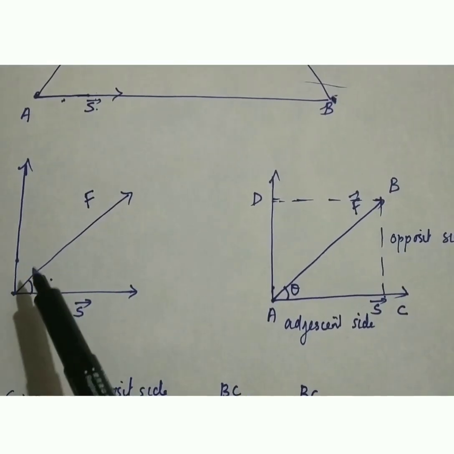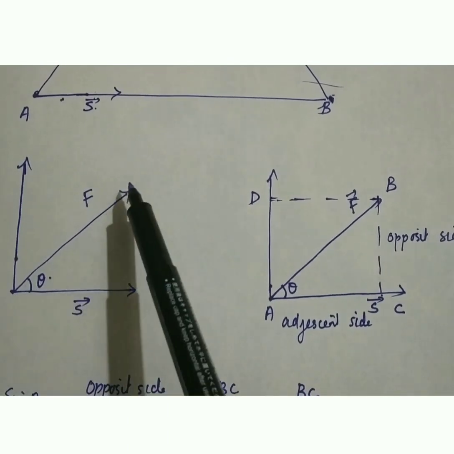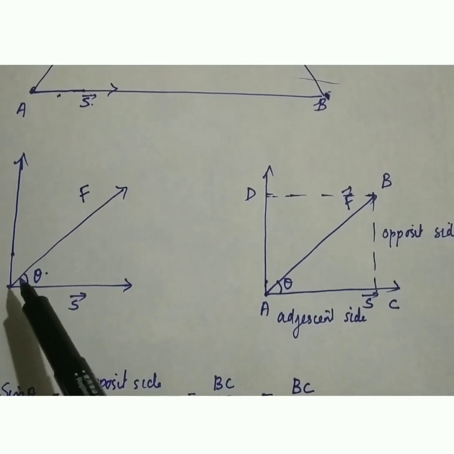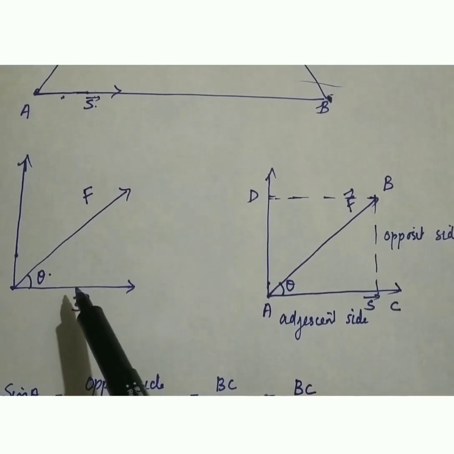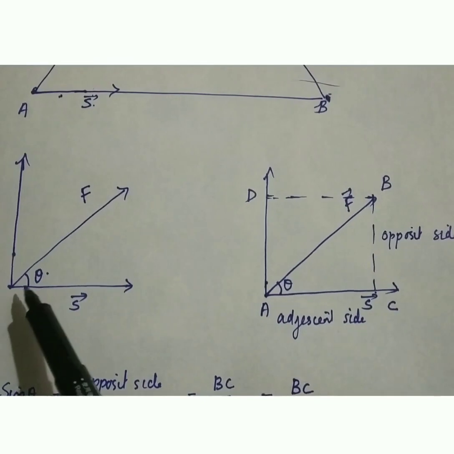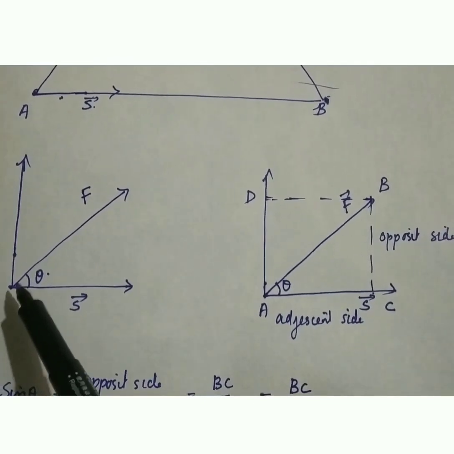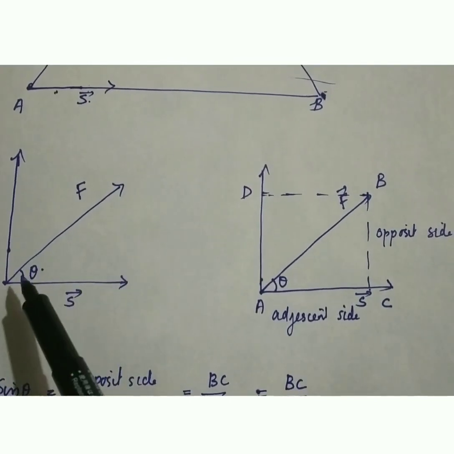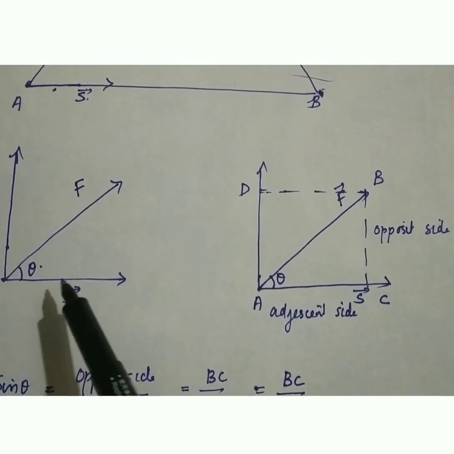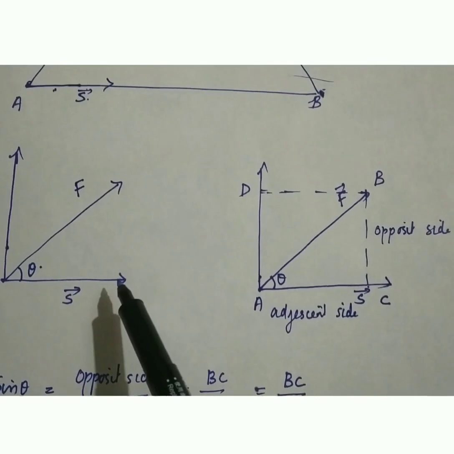So here we can mark like this. Here the force is in this direction at an angle and the displacement is in the horizontal direction. So this force and displacement make an angle theta. It is marked as theta. So the force is acting in this direction, and the whole force is not used for the displacement in the horizontal direction.